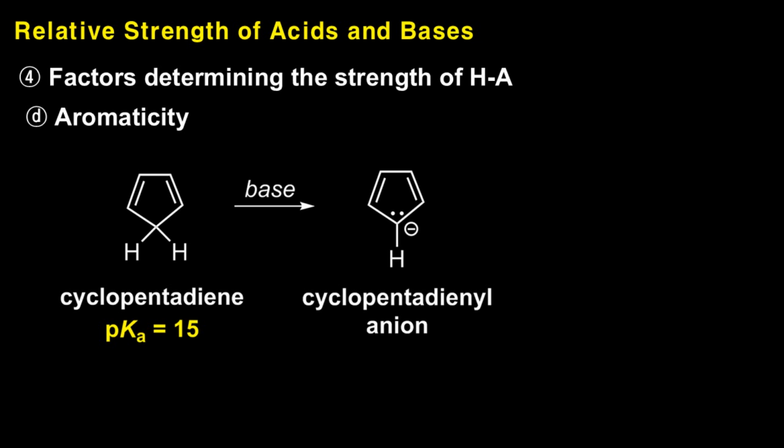The key is its conjugate base, the cyclopentadienyl anion. It's aromatic, and that aromaticity makes it extremely stable. This extra stability greatly enhances the acidity of cyclopentadiene, especially when you compare it to similar compounds that don't have aromatic stabilization. In other words, if losing a proton makes the conjugate base aromatic, then the acid will be much stronger than you'd expect. That's all for now.